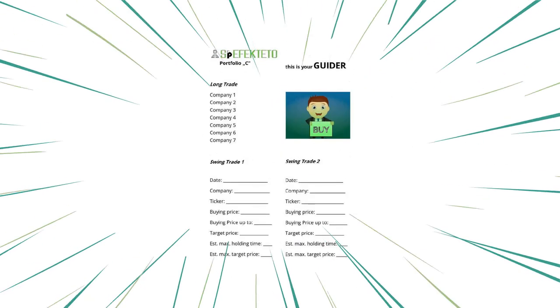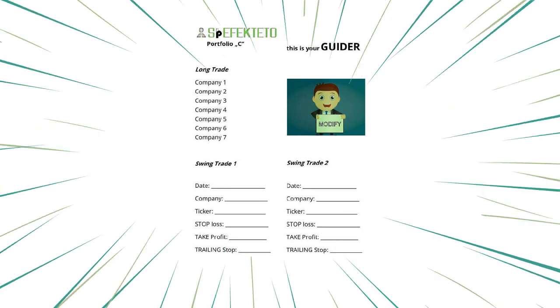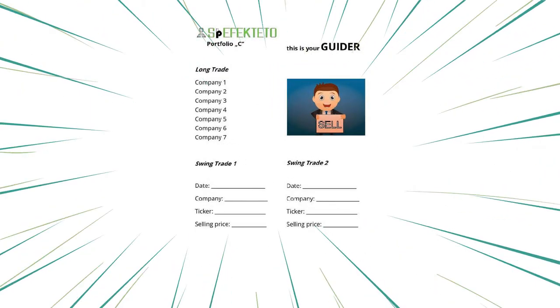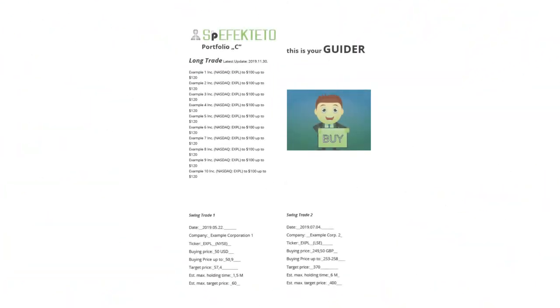You can get 3 types of the guiders: the buy, the modify, and the sell types. Let's see the buy one. The main sections of the buy guider are your chosen portfolio type, the direction of the transactions, the long trade section with the last update, and the 2 swing trade sections.